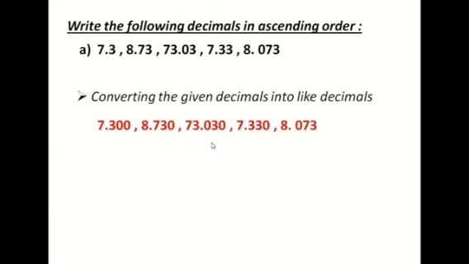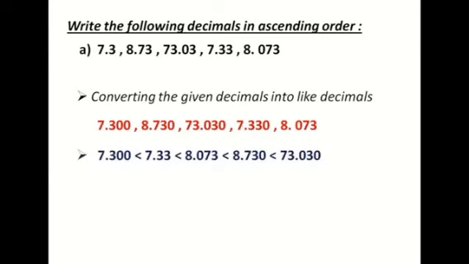So 7.300 and 7.330. Who is smallest? Here the whole part is same. Tenths place is also same. We will go for the hundredths place. So here it is 0. Here it is 3. So 7.300 is the smallest one. Next smallest, it will be 7.330. Let's go for 8.730 and 8.073. So whole part is same, but the tenths place, here it is 7, here it is 0. So 8.073 is smaller than 8.730. So I hope you are clear to write in ascending order.